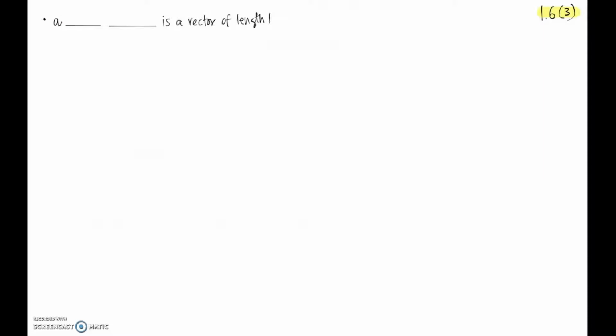Okay, before we move on to other ideas, there's a couple more things we need to talk about in regards to the norm of a vector. So there's a special name for a vector of length 1. So think, if you were going to name a vector of length 1, what would you call it?